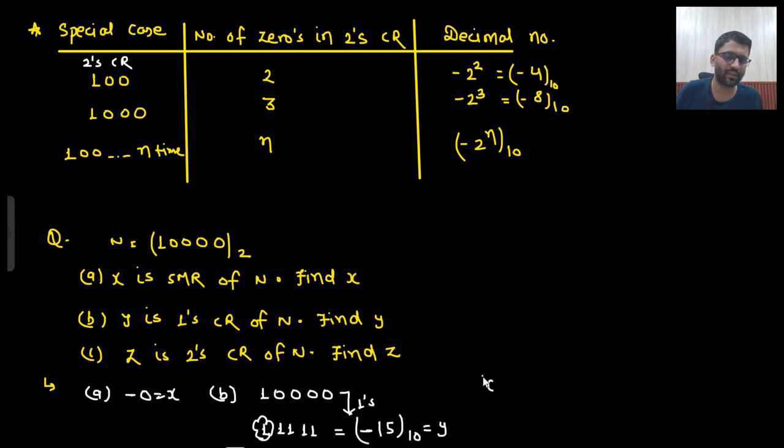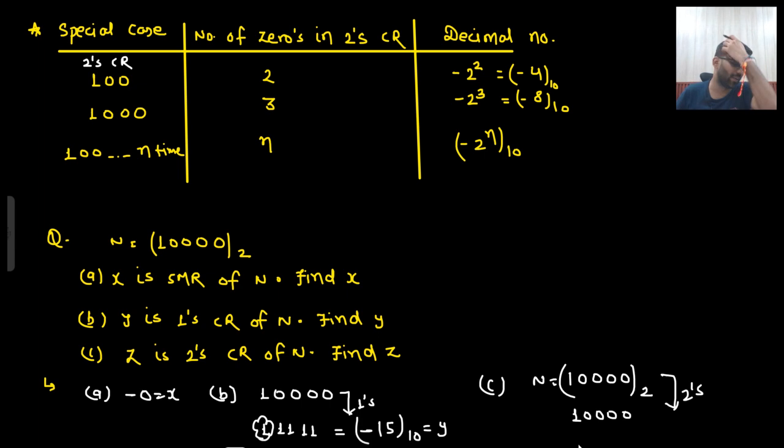What about the third one? 1, 0, 0, 0, 0. If this is 2's complement representation, and I again take the 2's complement, I will get the same number. If I take 2's complement of this, what will I do? I will get the same number. 1 I will keep as it is. I will start from here. I will get the same number. I am not going anywhere now.